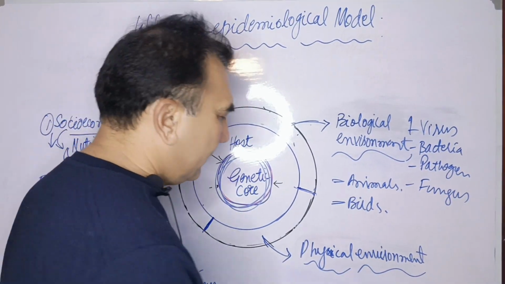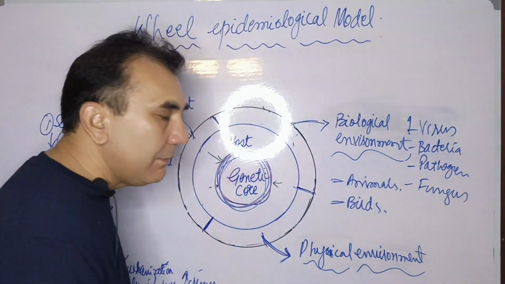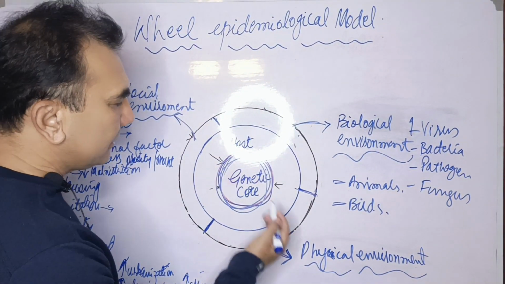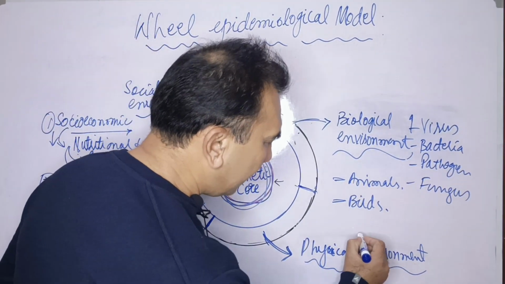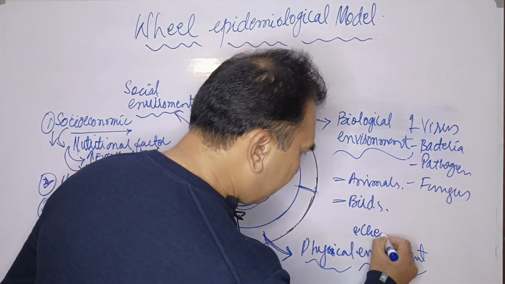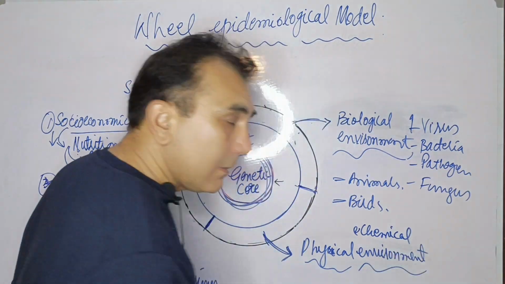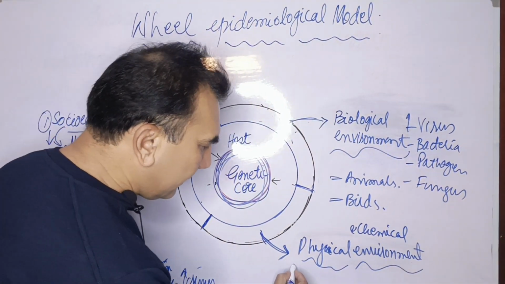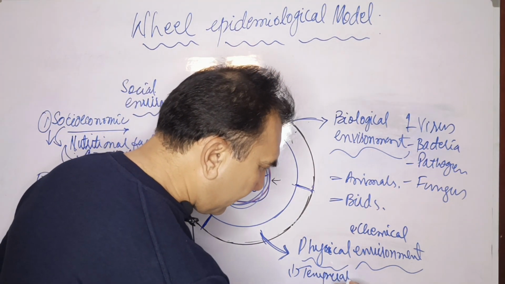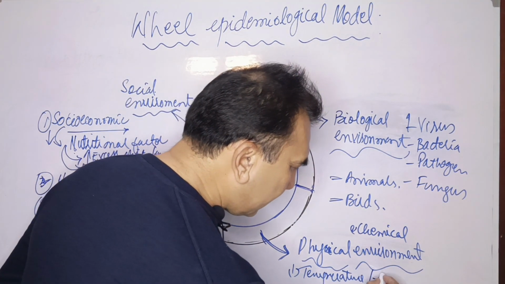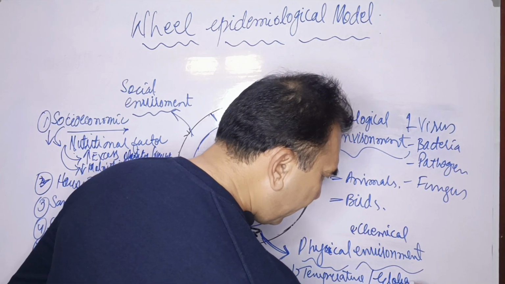Now, the third environment, which affects the genetic core of the host, is the physical and chemical environment. In the physical environment, there is temperature, or you can say global warming.